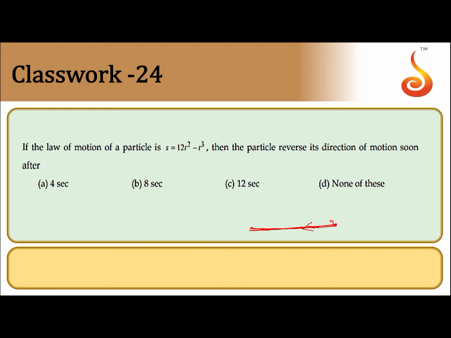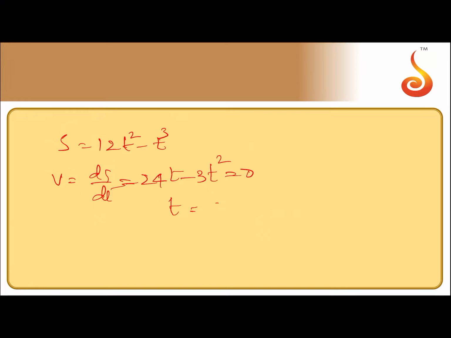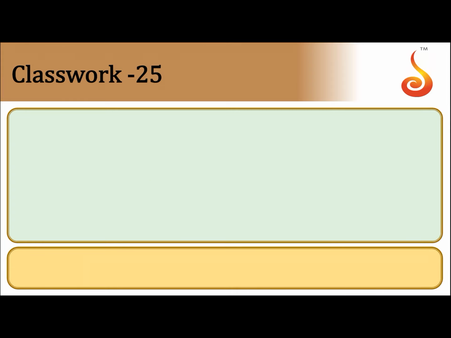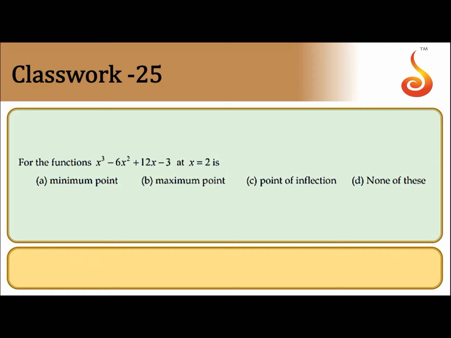So the derivative ds by dt must be 0. Here s equals 12t square minus t cube. So the velocity, ds by dt, equals 24t minus 3t square, which is equal to 0. So the velocity is 0 at t equals 8. So at time t equals 8 seconds, the particle may turn back. Therefore the answer is t equals 8 seconds.